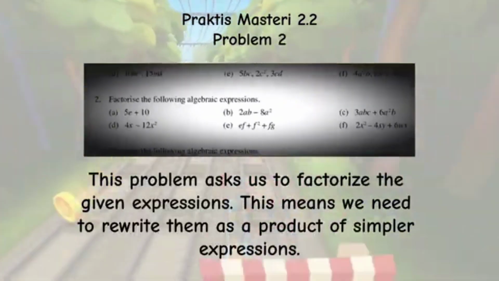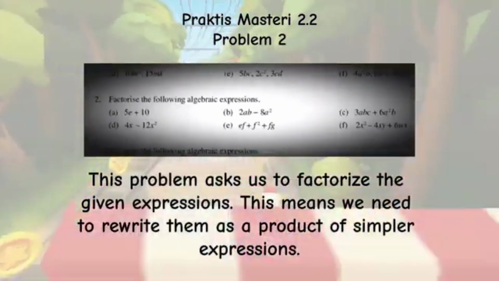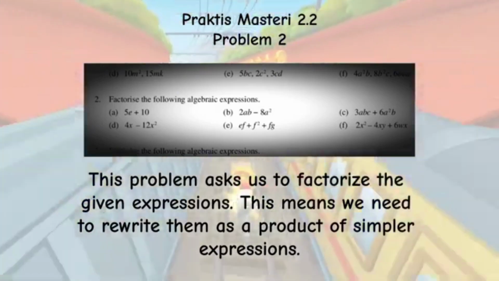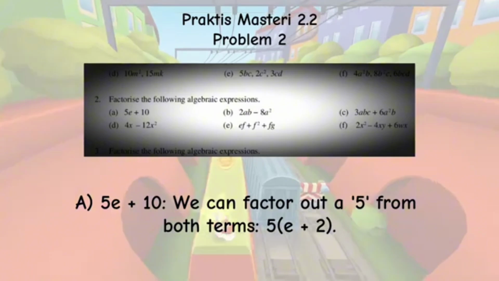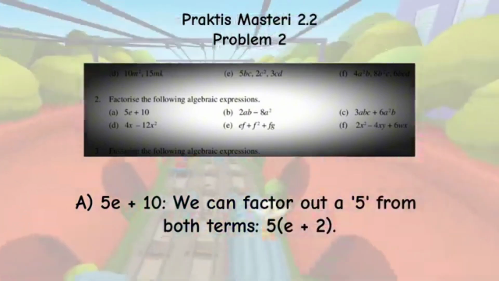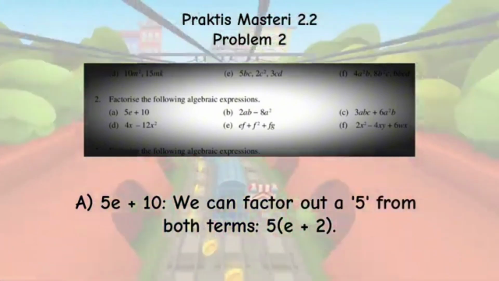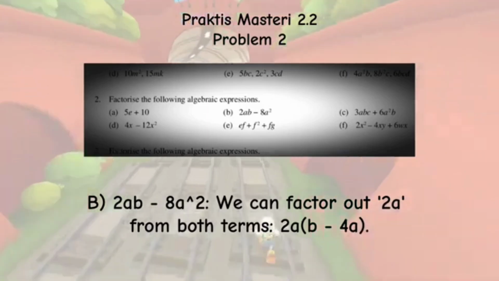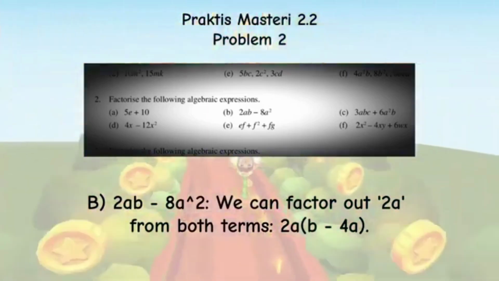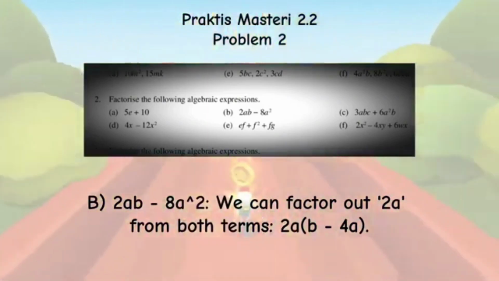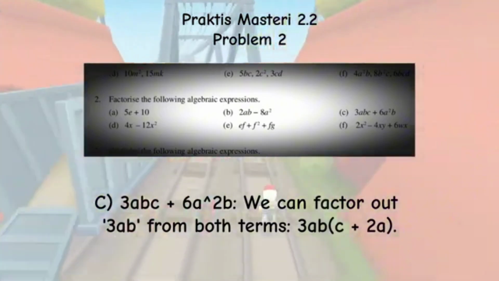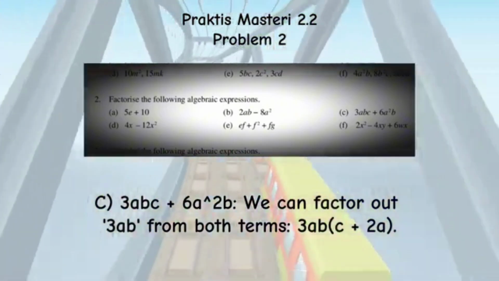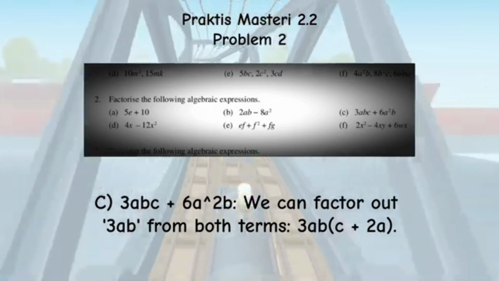Problem 2. This problem asks us to factorize the given expressions. This means we need to rewrite them as a product of simpler expressions. A. 5e + 10, we can factor out a 5 from both terms, 5(e + 2). B. 2ab − 8a², we can factor out 2a from both terms, 2a(b − 4a). C. 3ab + 6a²b, we can factor out 3ab from both terms, 3ab(1 + 2a).